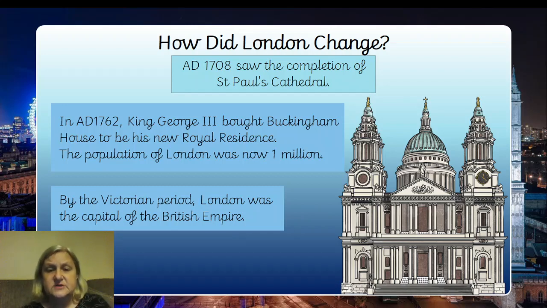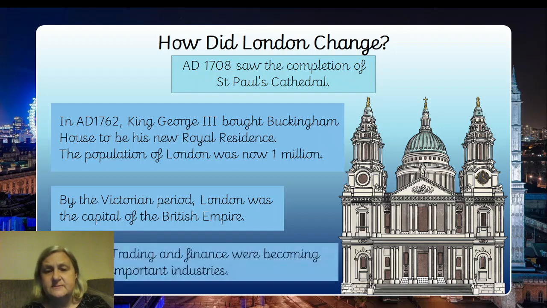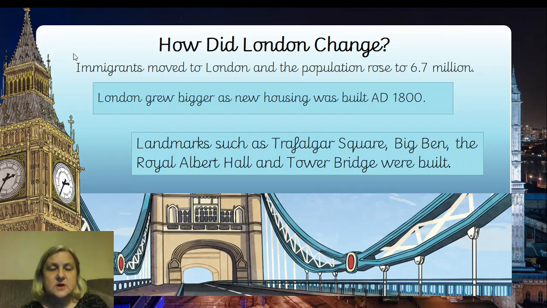capital, because it's linked to the British Empire. So this is the spread of empire, spread of control of other countries. So trading and finance were becoming really important to London and the UK. Immigrants were moving in because it was so popular. The population rose to 6.7 million, and it continued to grow.